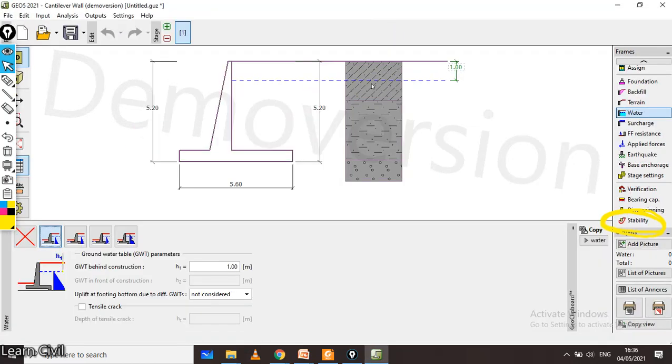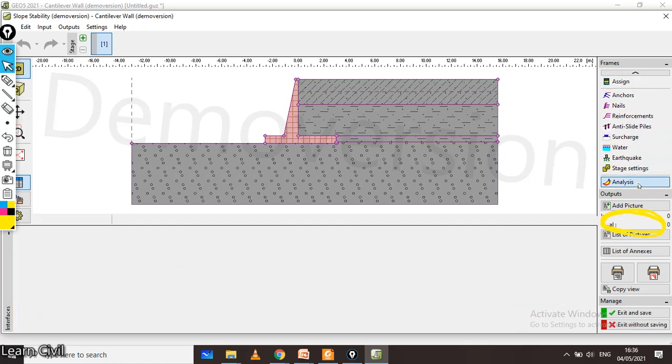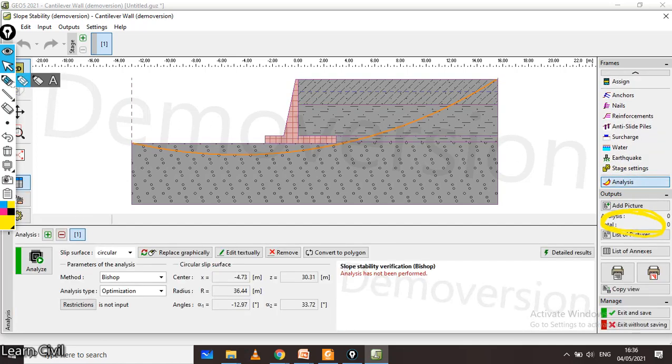Okay, next we have to go to the stability. Click here on the stability. You will see one more new window. Under this stability, just go downside. You will see some options like this here.